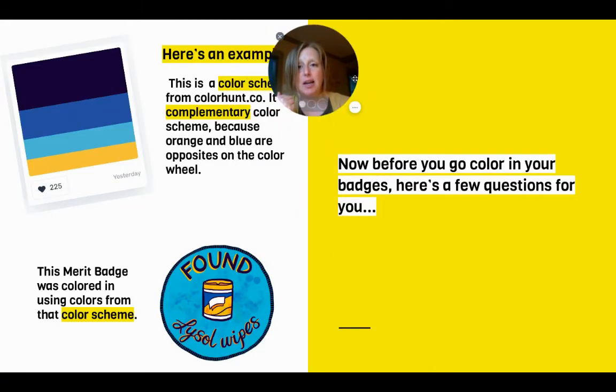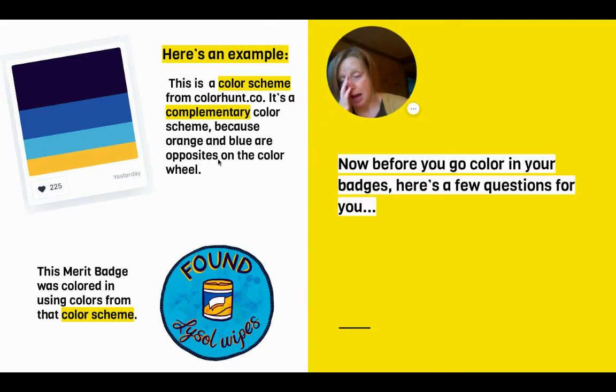So here's kind of an example from Color Hunt. This is one of their options, and this is a complementary color scheme. And you can tell that because it's got blues and it's got this sort of orangey color. And blue and orange are opposite each other on the color wheel. All right, so this uses a complementary color scheme.